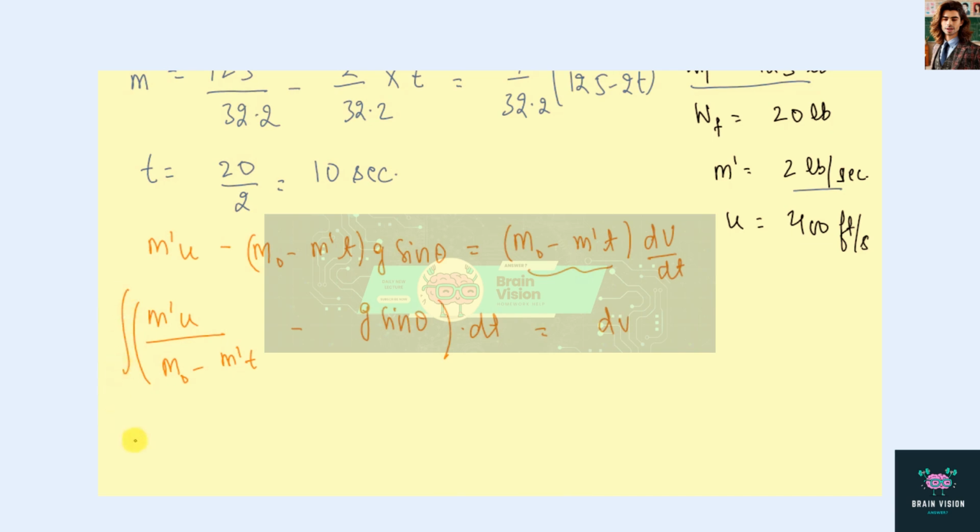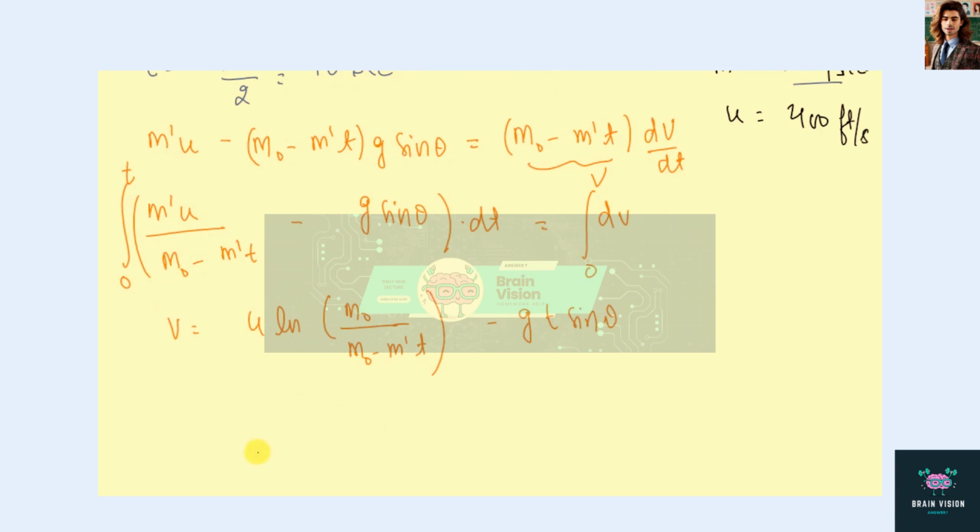Now we integrate both sides. When the time is 0, the velocity is 0, and at any time t, the velocity would be v. So from here the expression for velocity comes out to be u natural log of m naught divided by m naught minus m dot t, minus g t sine theta.